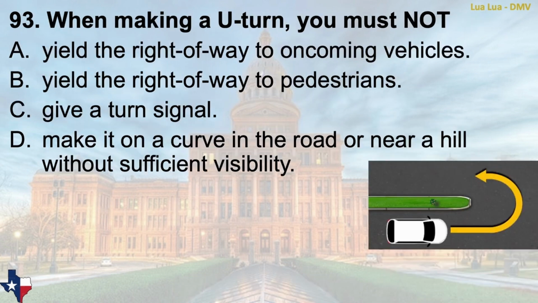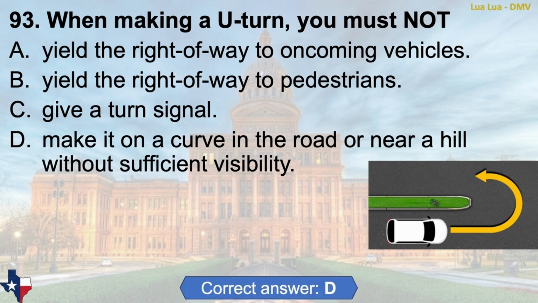Question 93. When making a U-turn, you must not A. Yield the right-of-way to oncoming vehicles. B. Yield the right-of-way to pedestrians. C. Give a turn signal. D. Make it on a curve in the road or near a hill without sufficient visibility. The correct answer is D. Make it on a curve in the road or near a hill without sufficient visibility.